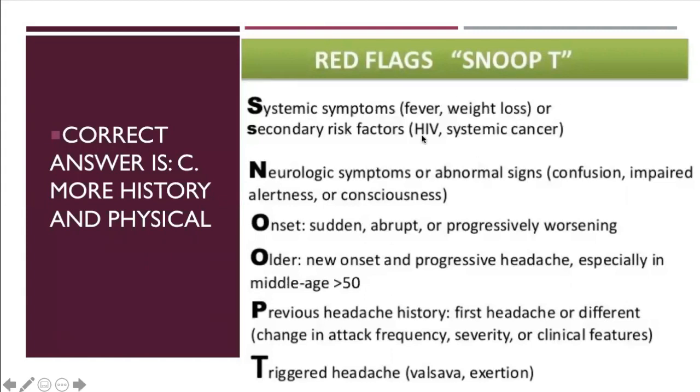But these are the red flags for headaches. If you have any systemic symptoms like fever, weight loss, or secondary risk factors like if the patient is HIV positive or has systemic cancer, those are red flags. If they have neurological symptoms or abnormal signs like confusion, impaired consciousness, or if the onset is sudden, abrupt, or progressively worsening, or in all patients aged more than 50, or a previous headache history with a first headache, or different, like a change in attack frequency, severity, or clinical feature, like this patient.